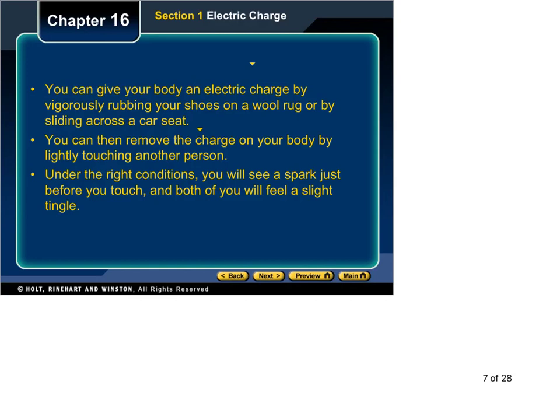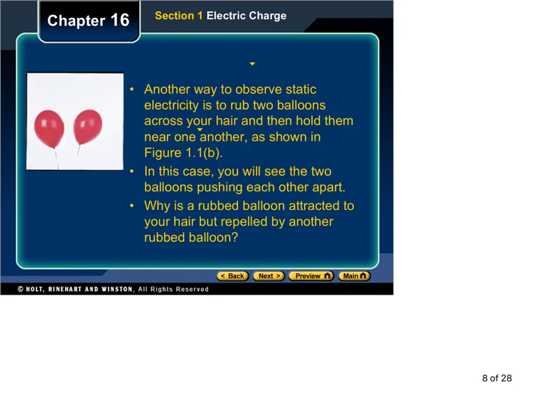If you rub your shoes on a wool rug, or slide across the car seat, you're going to get an electric charge in your body. And that charge can be removed by touching another person. If you look closely, you might even see a spark just before the touch, or you'll feel a little tingle.